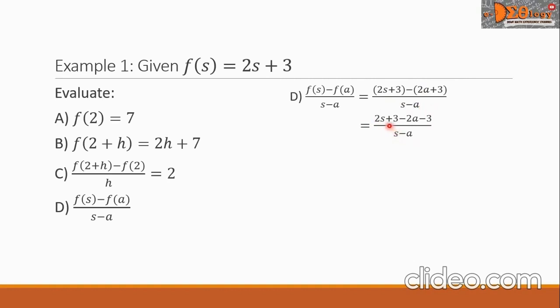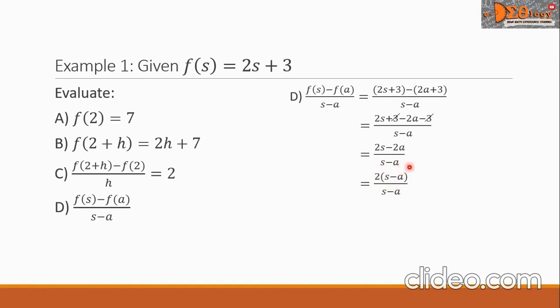Did you notice this is positive 3 and this is negative 3? When we combine together, it becomes 0. So we have now 2s minus 2a all over s minus a. In the numerator, there is a common factor which is 2, and we can factor it out. So the number 2 is factored out, then multiplied by the s minus a.